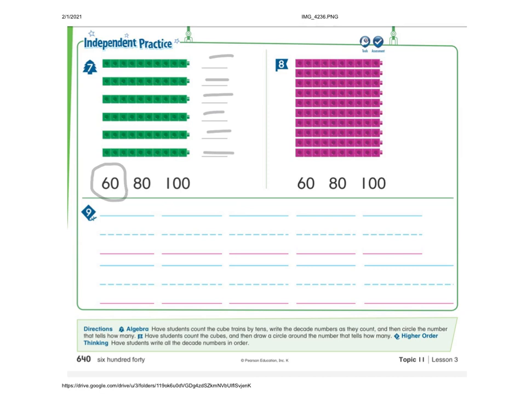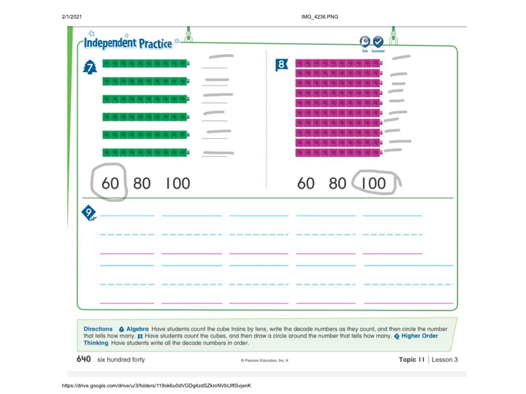Number 8, with the purple cubes, we're going to do the same strategy. Again, you're just counting by tens. 10, 20, 30, 40, 50, 60, 70, 80, 90, 100. Okay, where's circle 100? Now here at the bottom, it wants us to write all the decade numbers in order.